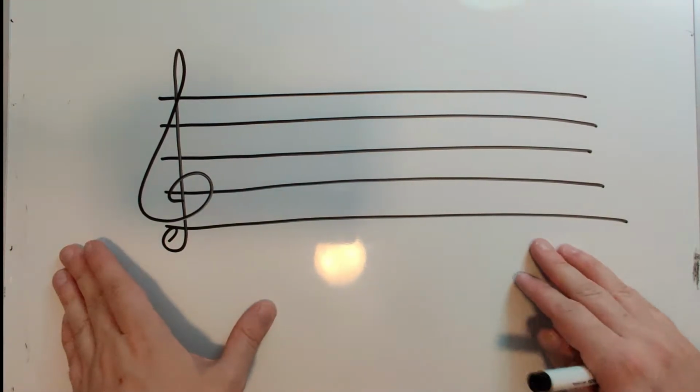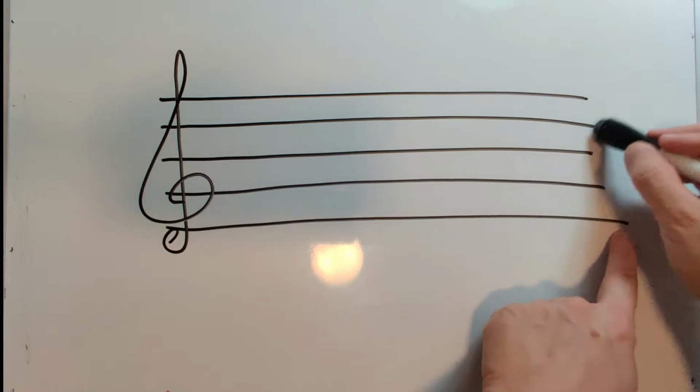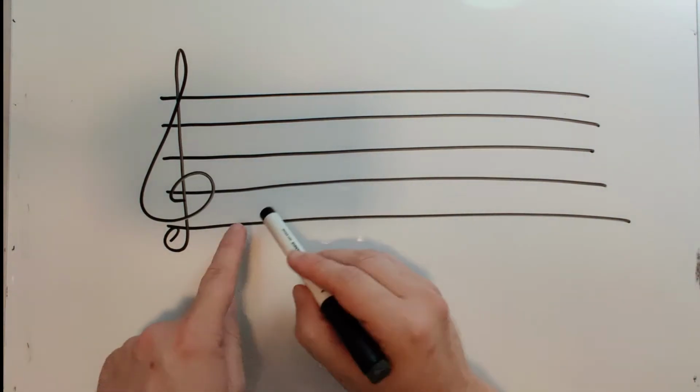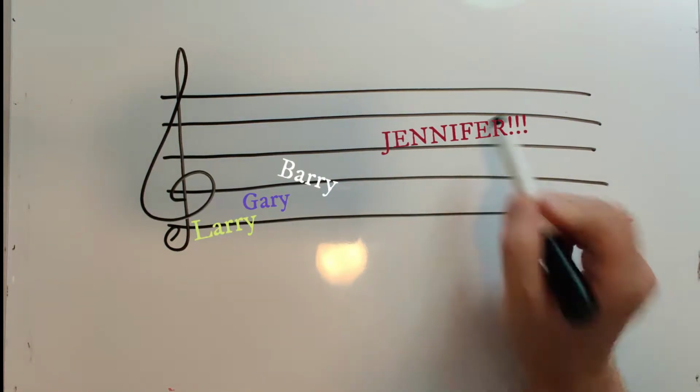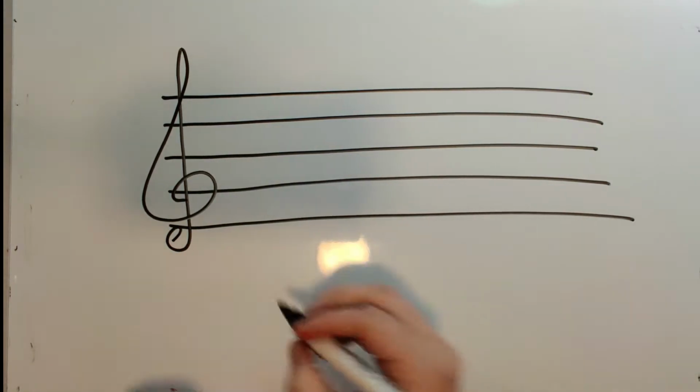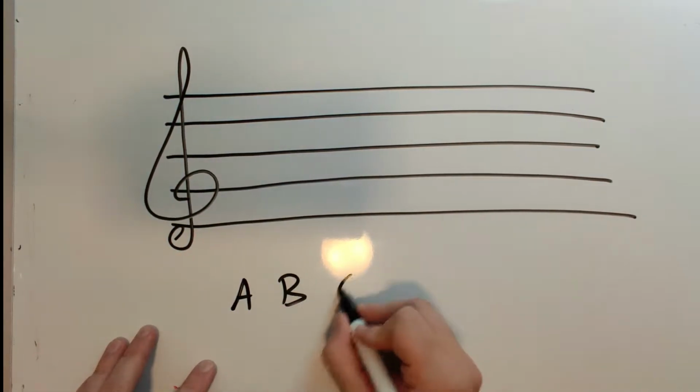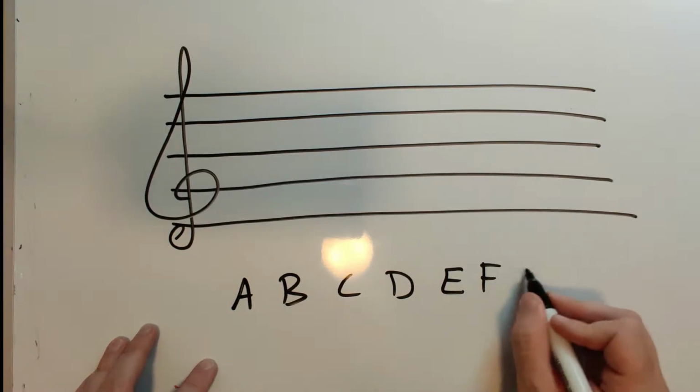So the first thing you need to know is that every single line and space has a name. No, I don't mean Larry, Gary, Barry, and Jennifer. Instead, we use the first 7 letters of the English alphabet. A, B, C, D, E, F, and G.